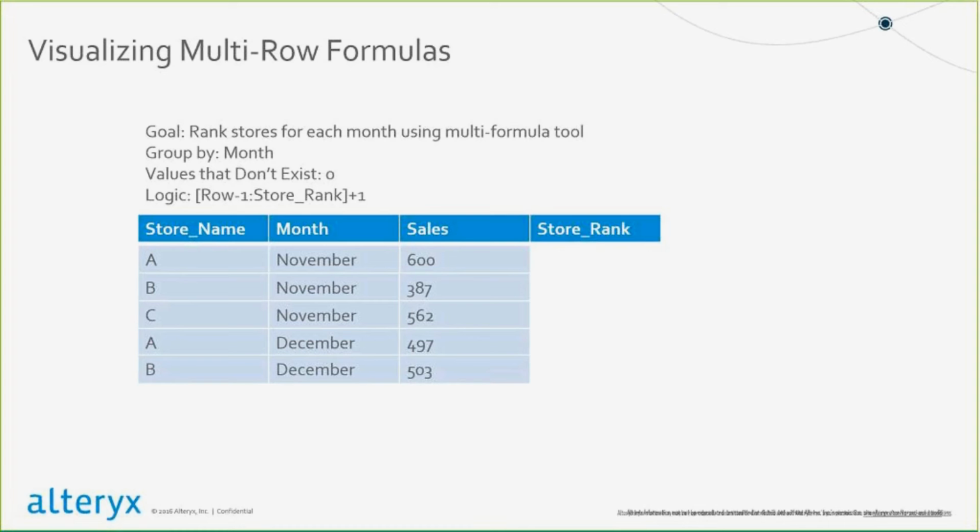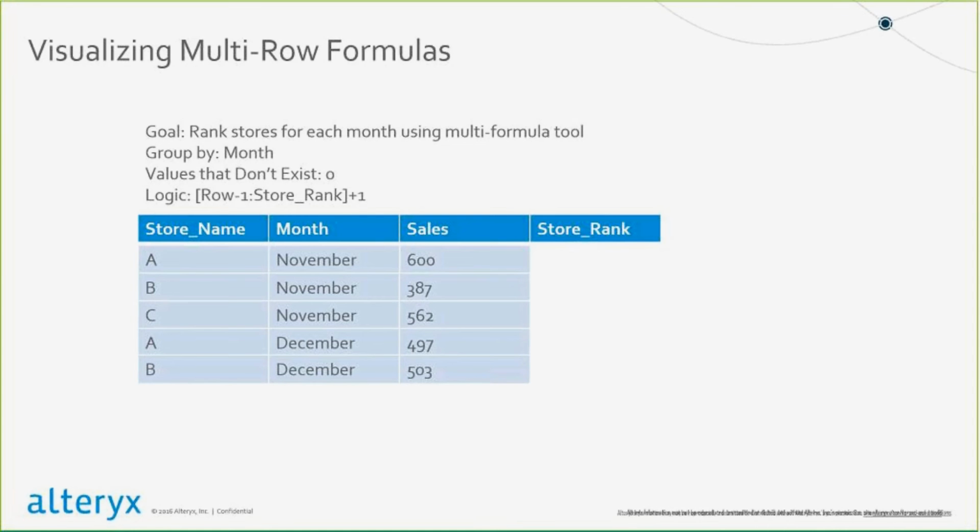Now the multi-row formula, again, we're going to visualize that one first a little bit just to make it a little easier to think of how this tool actually works. Because what that tool does is it works with more than one row at a time. We're going to walk through an example where we're going to create a store rank. The store rank is supposed to be by revenue, sales, descending by month.